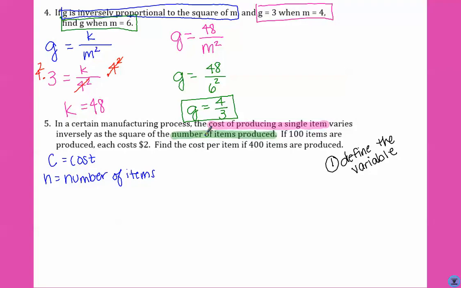You can use your initials, whatever you want to use, just make sure you know what they are and write them down. So the cost varies inversely, so K over the square of the number of items produced, so N squared. So the next step, which was the first step in our previous problems, is write the equation. So what do you think we're going to do next? We're going to find K.